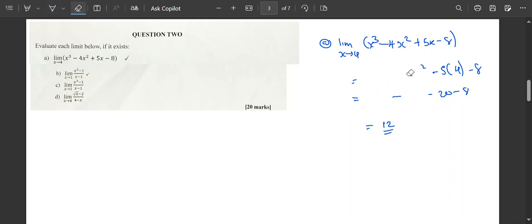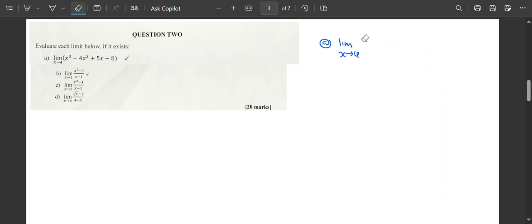Then for this one, it is quite tricky, because it needs one of the identities, and the identity that they want is difference of two squares. So they are just testing how we can interchange these arrangements. Okay, so that's what they wanted.